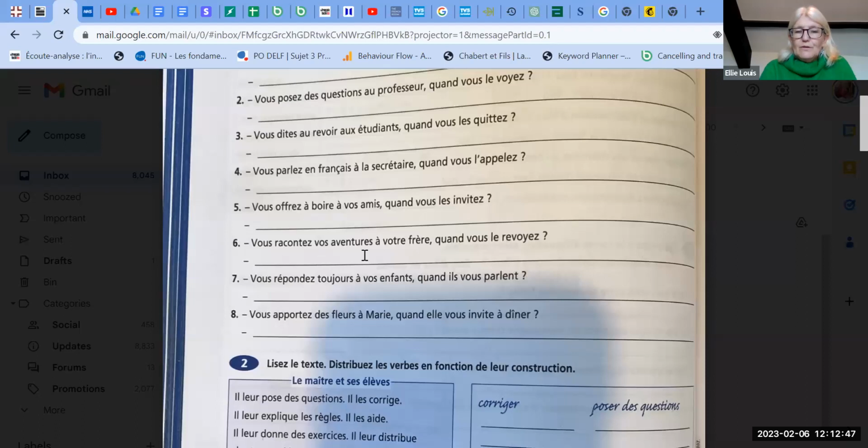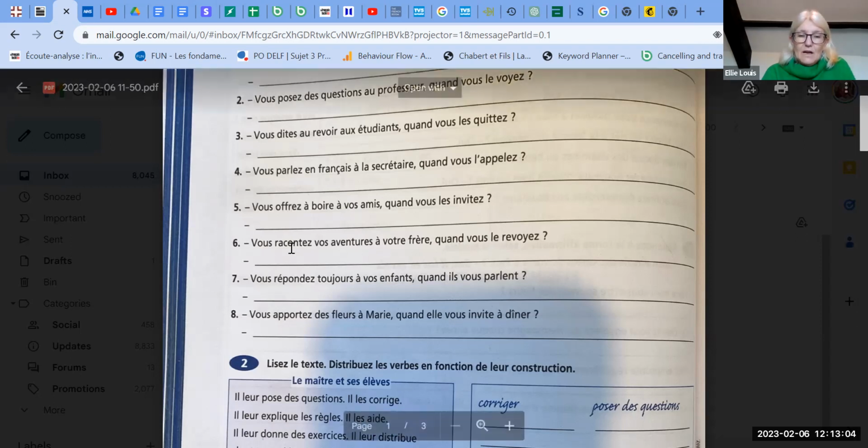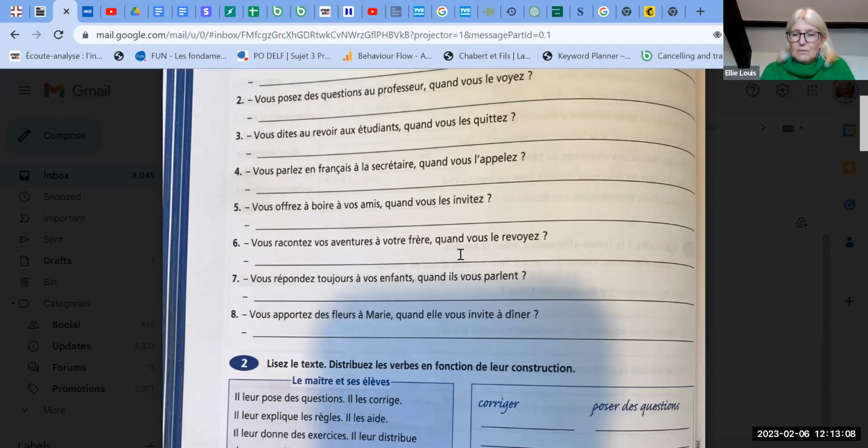Vous racontez vos aventures à votre frère quand vous le revoyez. So do you tell your brother about your adventures when you see him again? When you see him? So à votre frère, and then we've got the le here. So raconter à, which we've seen before. So the answer would be, say it out loud or write it down. It's up to you. Or just think it.